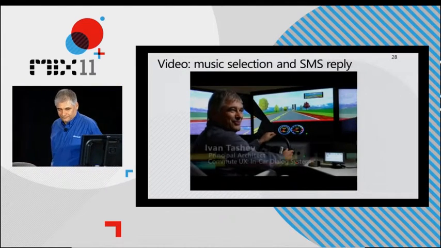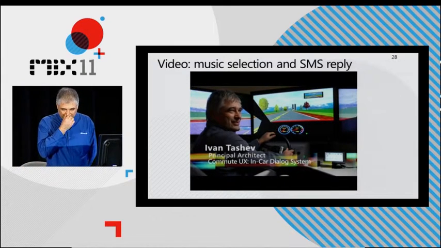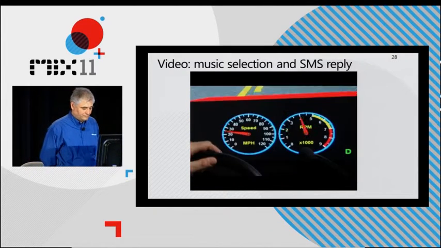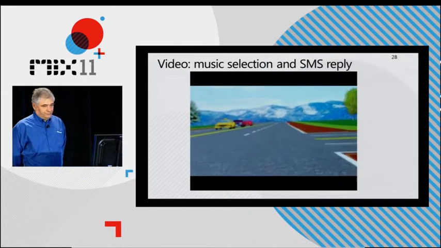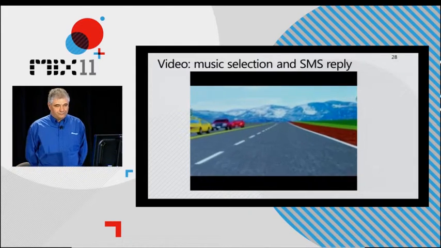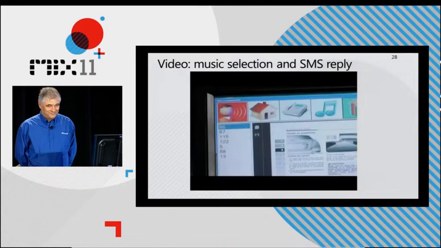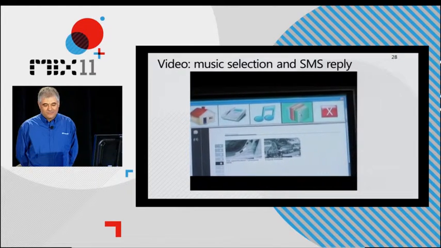So my name is Ivan Tashev, and I'm Principal Architect in Speech Technology Group in Microsoft Research. We're in a driving simulator lab, and I'm going to demonstrate Commute UX. Commutex is a next generation in-car dialogue system which allows you to say anything anytime. This is a dialogue system which employs natural language input, and the system still will be able to understand you. Let's see how it works.